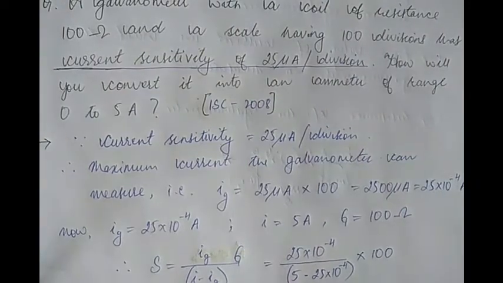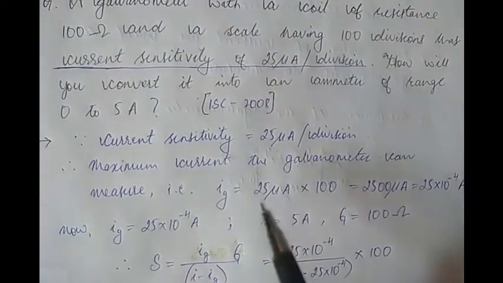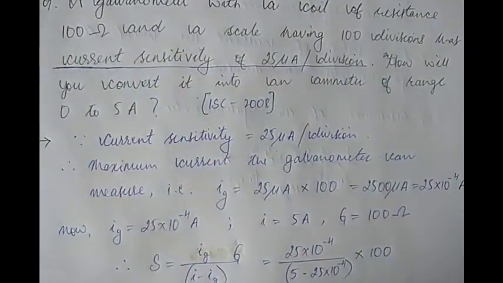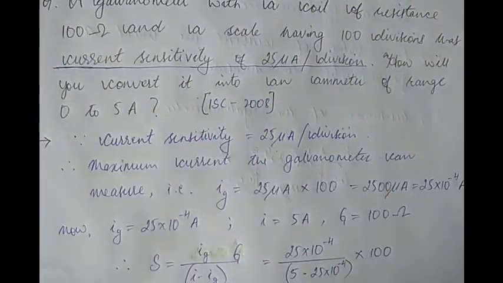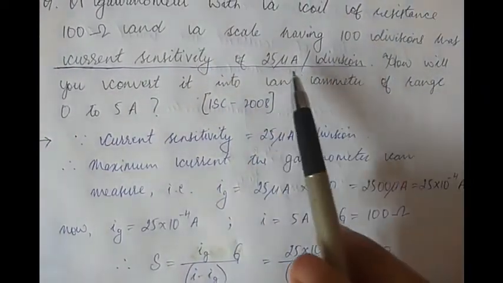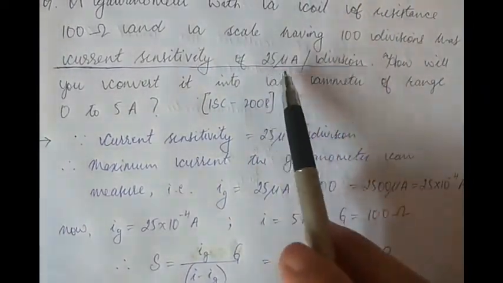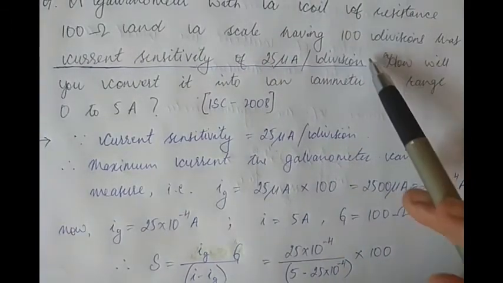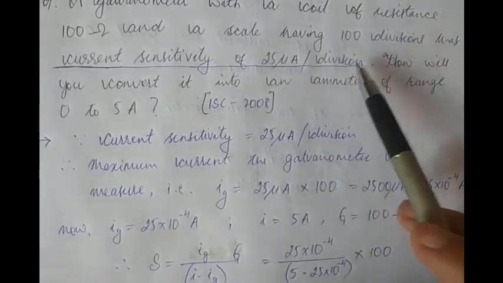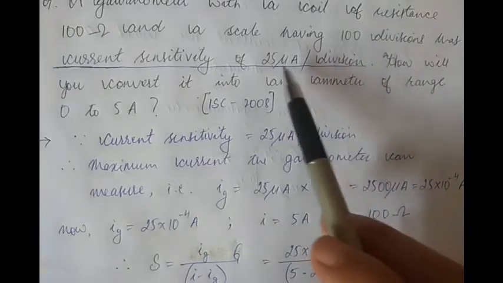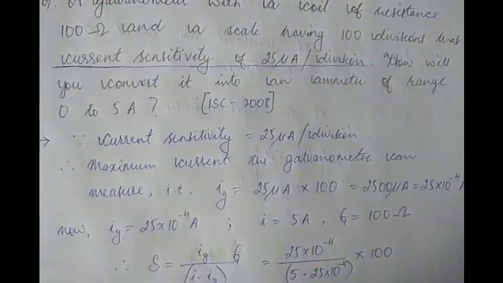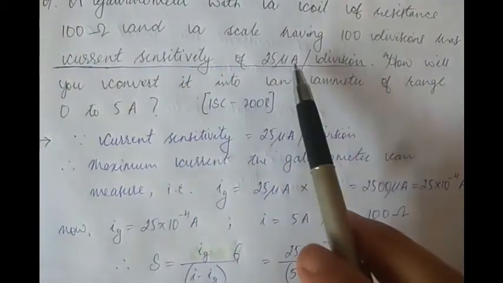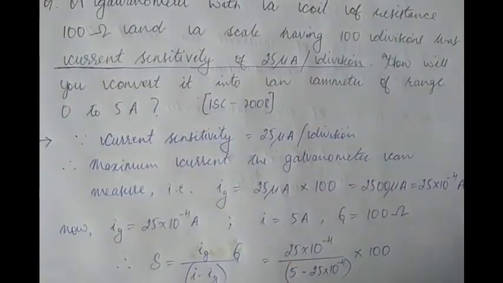How will you convert it into an ammeter of range 0 to 5 amperes? So the resistance G of the galvanometer is 100 ohms, and the question says that the galvanometer has a current sensitivity of 25 microamperes per division. Now what is this current sensitivity? Current sensitivity is the least value of current which the galvanometer can measure. You can make out from here that every division of the galvanometer measures 25 microamperes of current. Therefore, this current sensitivity, so to say, is the least count of the galvanometer.